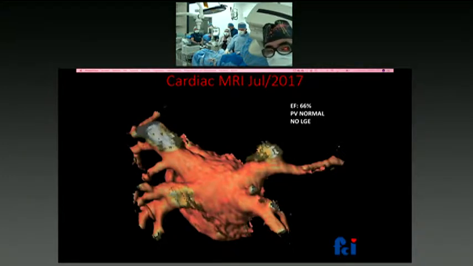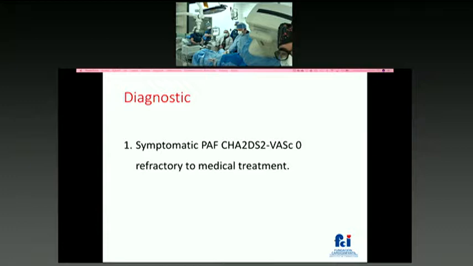Because of age, we decided to do an MRI of the heart prior to the procedure. The MRI was reported normal. You can see the 4 pulmonary veins, which are independent with no important alteration. We also did a late enhancement sequence, which was also normal.